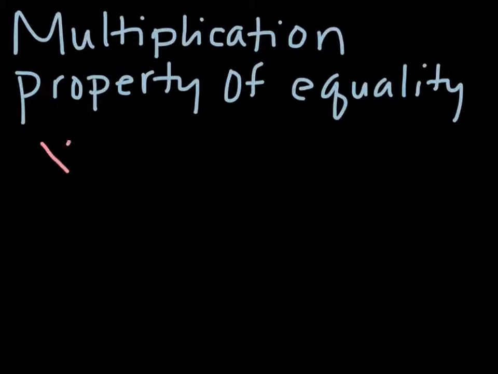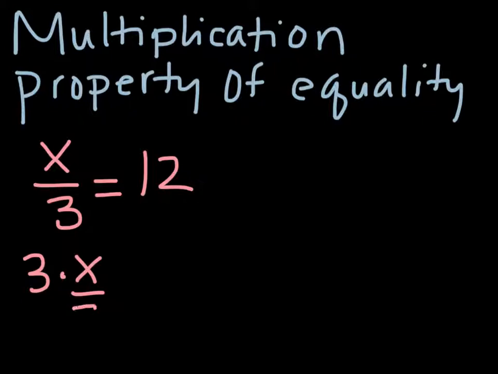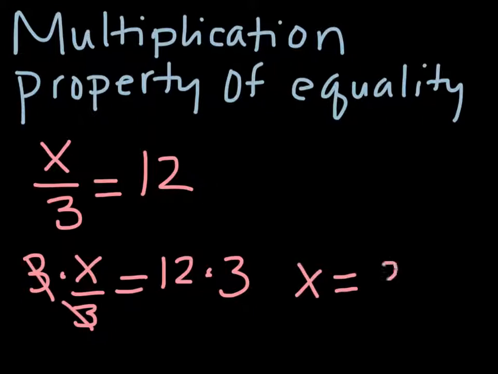For example, x divided by 3 equals 12. If we wish to isolate x, we need to multiply each side by 3. 3 times x over 3 equals 12 times 3. So our 3's here cancel one another out, and we have x equaling 36.